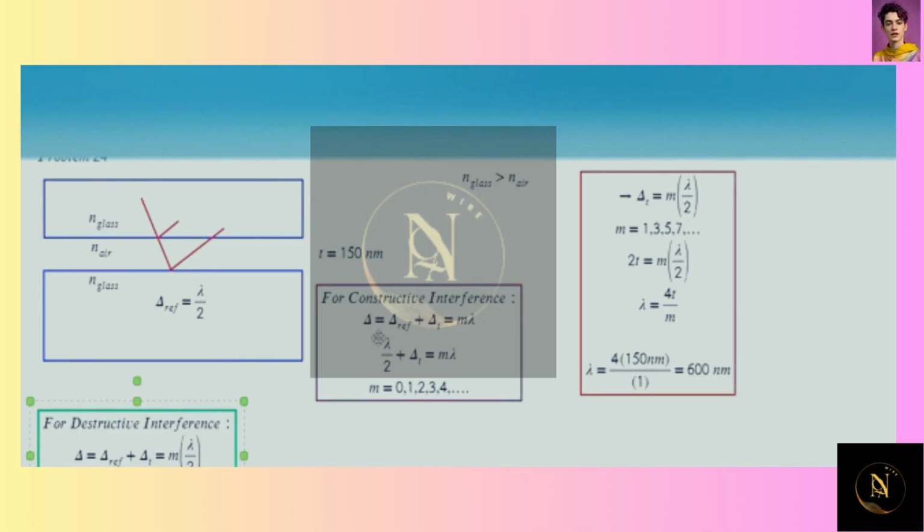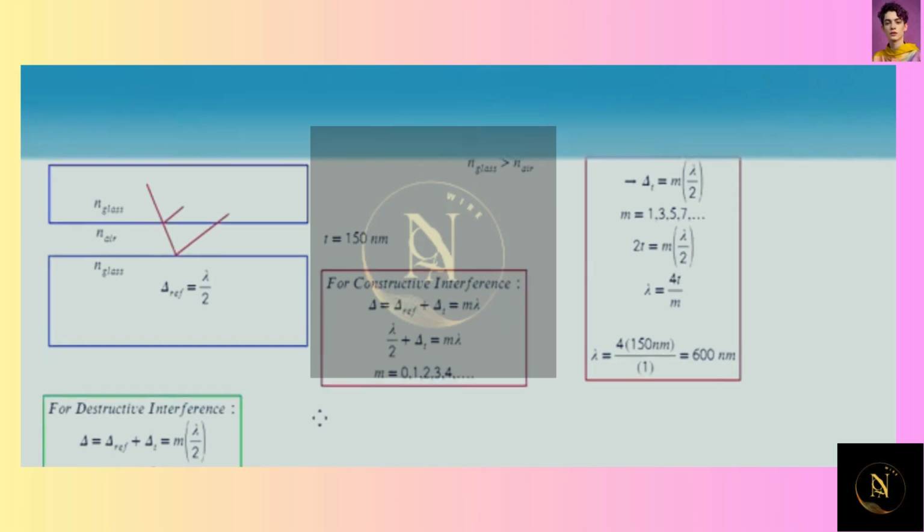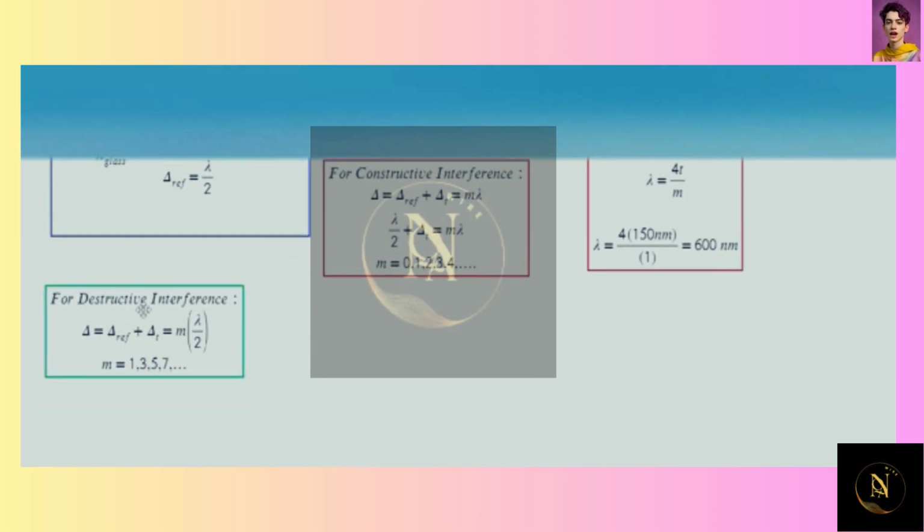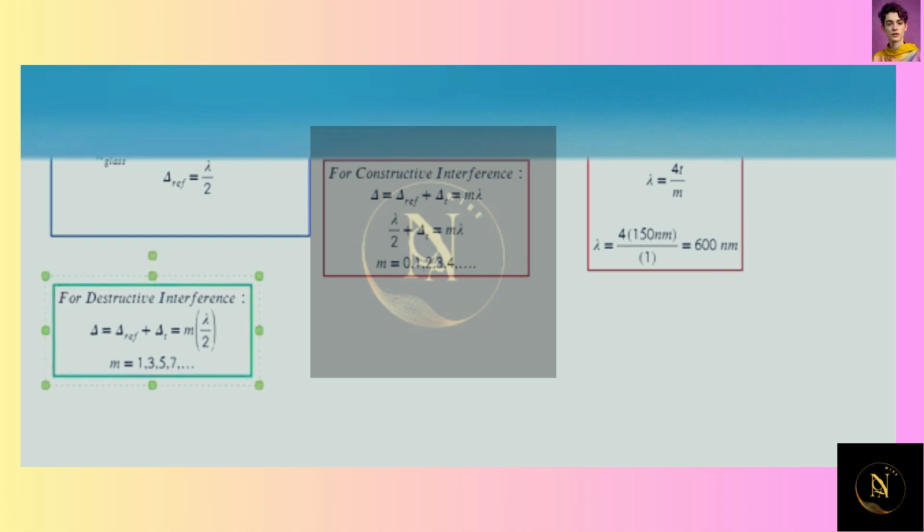Okay, so let's go ahead and repeat the process that we did here. Let's move this down. Lambda over 2 plus delta t is going to be equal to m lambda over 2, where m is an odd integer. But lambda over 2 is an odd integer multiple of lambda over 2, 1, right?